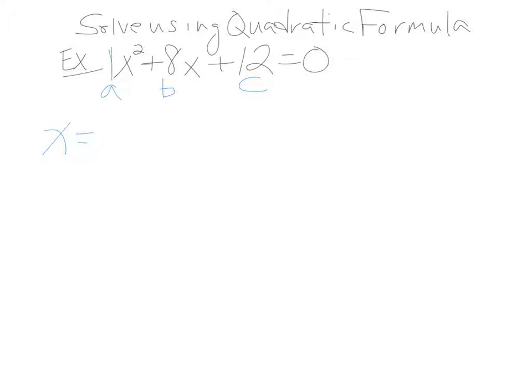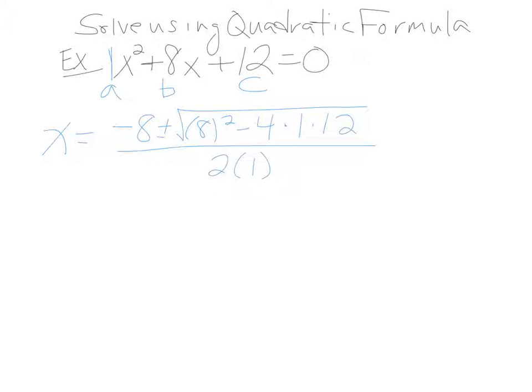So x equals negative 8 plus or minus the square root of 8 squared minus 4 times 1 times 12, all over 2 times 1. So that's negative b plus or minus the square root of b squared minus 4ac, all over 2a. Then just calculate the part that's underneath the square root. Don't take the square root, just do the numbers underneath.